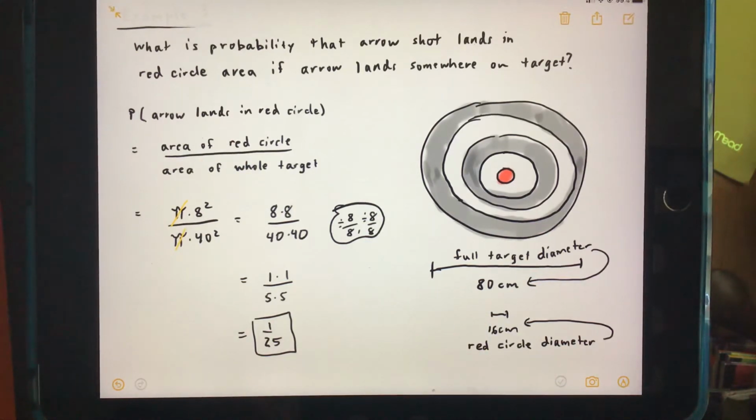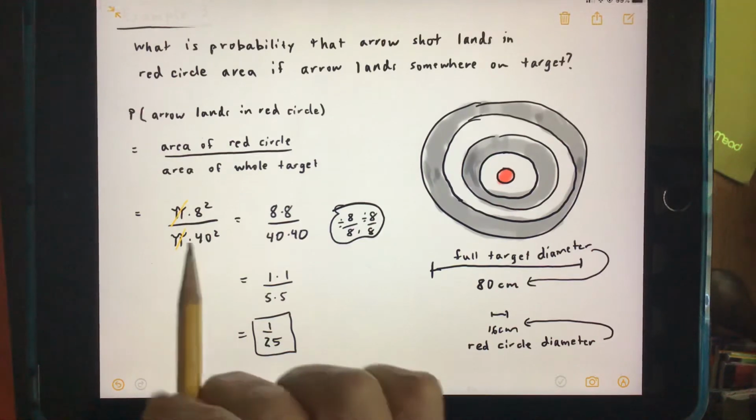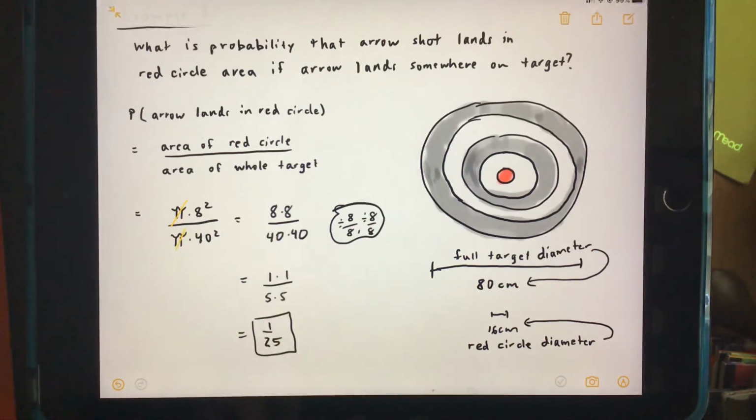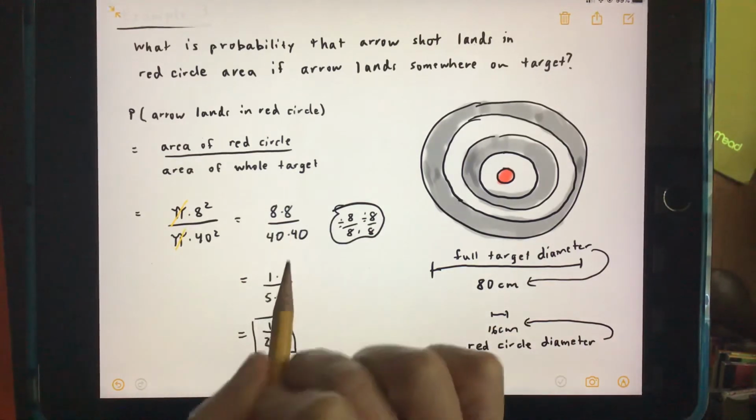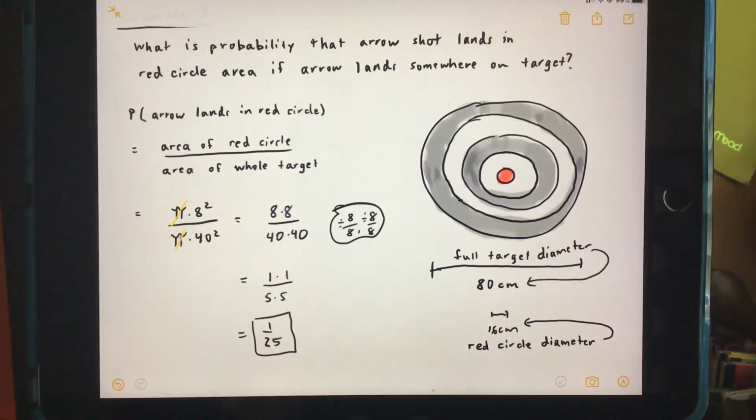And we're going to notice right away the pi's cancel out. So that leaves us with 8 squared, which I can write as 8 times 8 over 40 times 40. I'm going to divide by 8 twice. That will cancel out this 8 and this 8, and 40 divided by 8 is 5. And that's going to give me 1 times 1 over 5 times 5, and that's equal to 1 over 25.